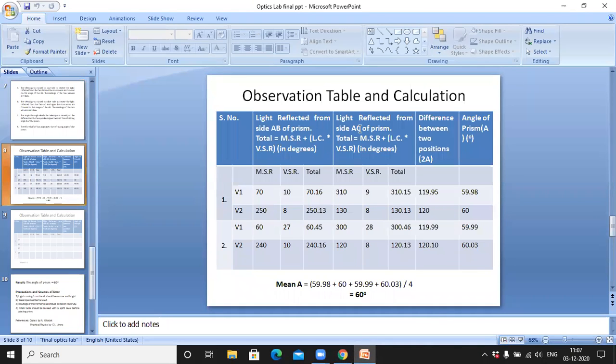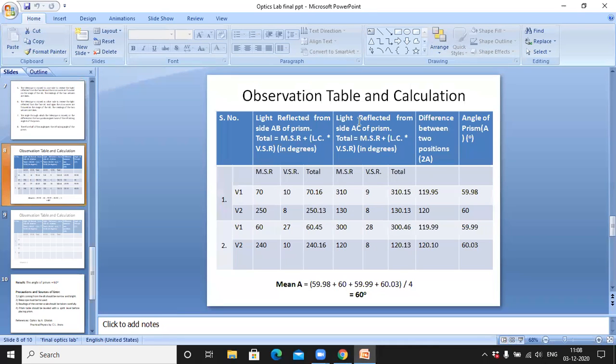And we have to note down these readings in this observation table, like I have done to show this example. So light reflected from one face of the prism, like I have noted V1 and V2. Your main scale reading, your vernier scale reading, you can calculate the total by adding main scale reading plus least count into vernier scale reading. So this is what you get, total V1, and this is what you get, V2.